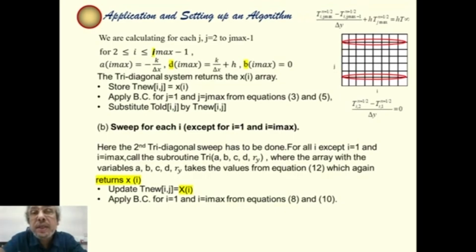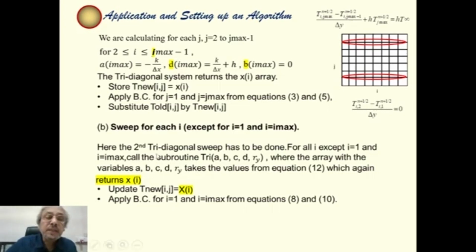And again, we'll vary j equal to 2 to j max minus 1. We'll form the tridiagonal matrix. We'll solve it. We'll move to I equal to 4. Again, j equal to 2 to j max minus 1. Again, a tridiagonal matrix. Again, we'll get the values at all the points.